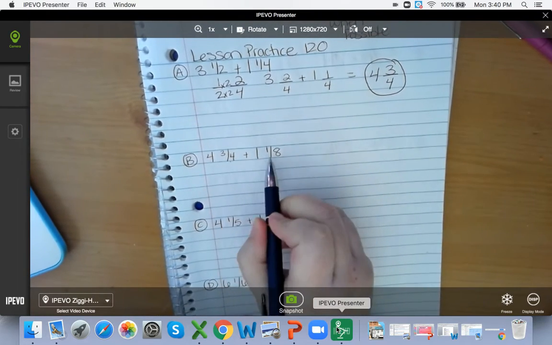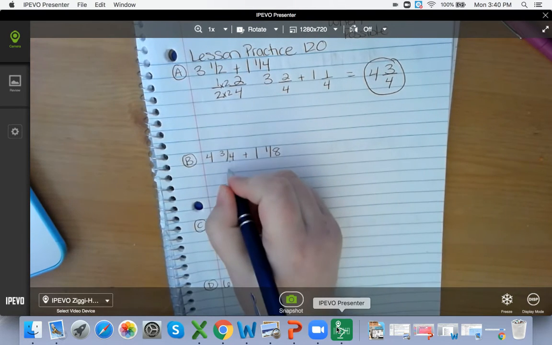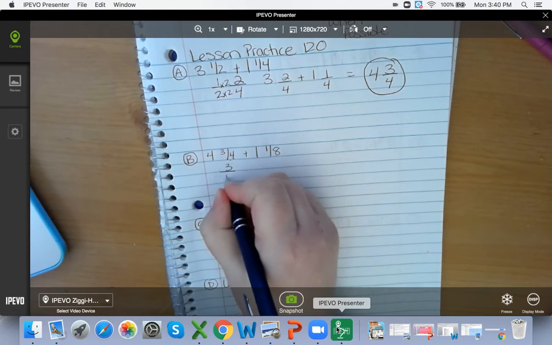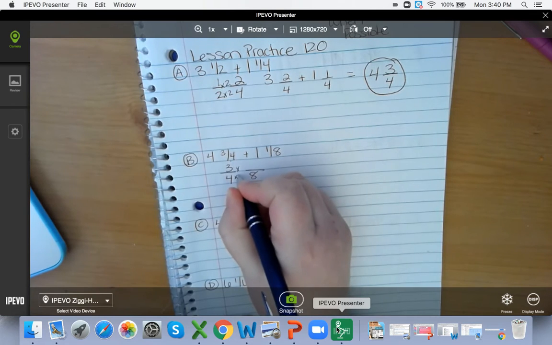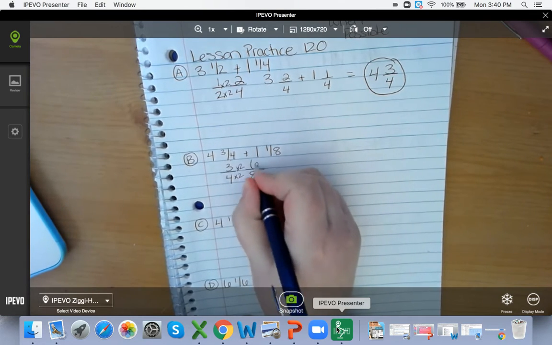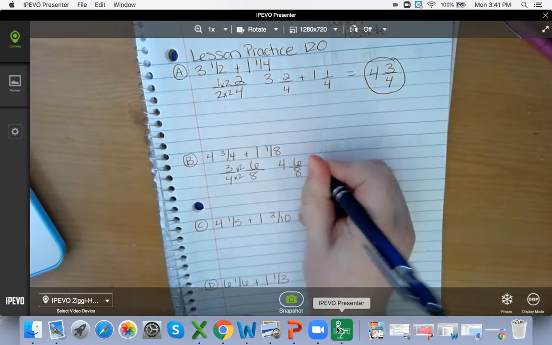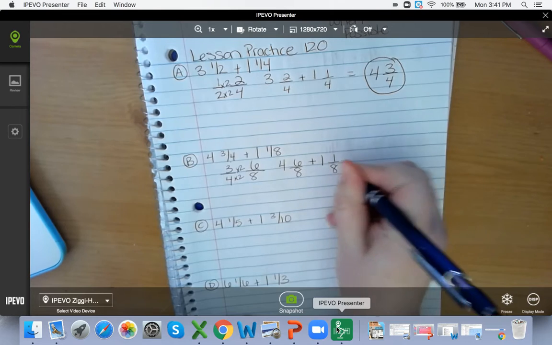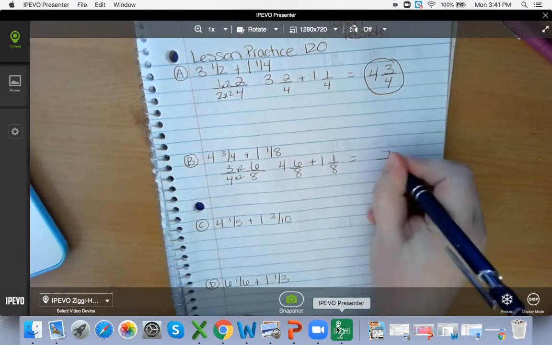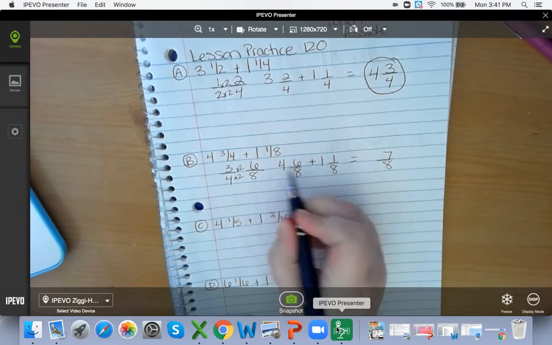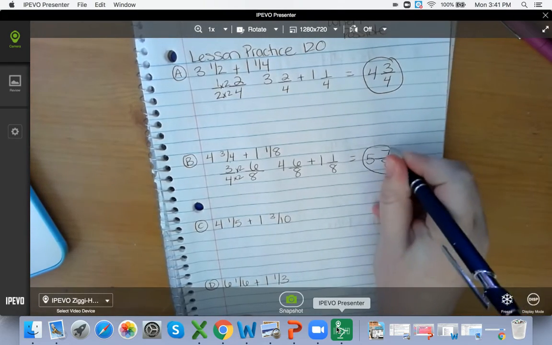Now I've got a 4 and an 8. I'm going to make them an 8 because 4 can go into 8. So 3/4 I'm going to change into an 8. So let me say 4 times 2 is 8. So 3 times 2 is 6. So if I write that out again, I've got 4 and 6/8 plus 1 and 1/8. Adding my fractions first, 6/8 plus 1/8 is 7/8. And now I'm going to add those whole numbers, 4 plus 1, which is 5. I cannot reduce that any further, so that one is done.